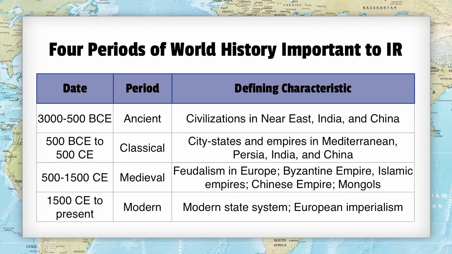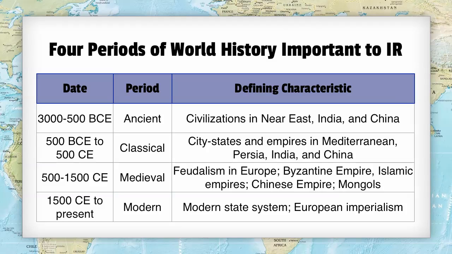Between 500 BCE to 500 CE, you have the classical period. This is the rise of the city-states and various empires in the Mediterranean, the foundations of Western civilization in Greece and Rome that we understand today. The rise of the Persian Empire. India and China continue to be very important global civilizations.